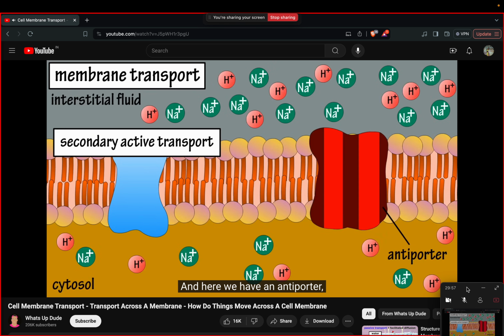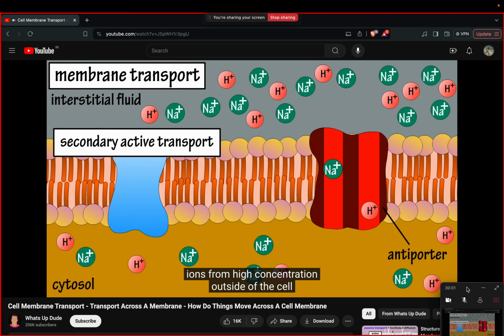And here we have an antiporter, again using the energy from moving positive sodium ions from high concentration outside of the cell to lower concentration inside of the cell, and H positive is moved up its gradient and outside of the cell.